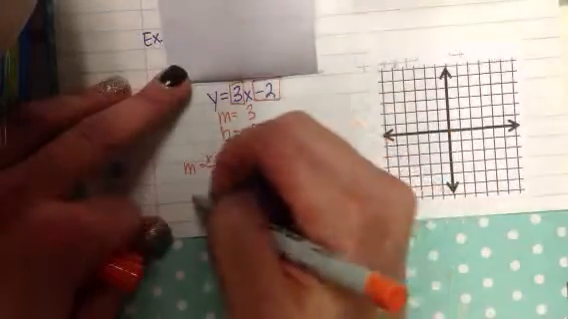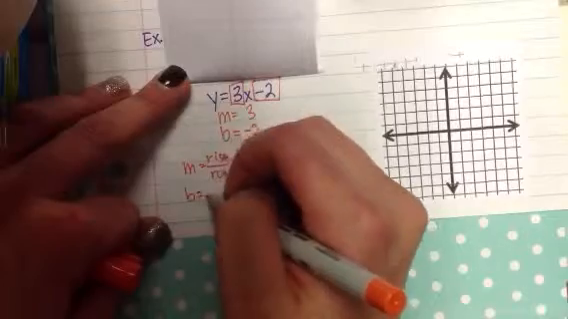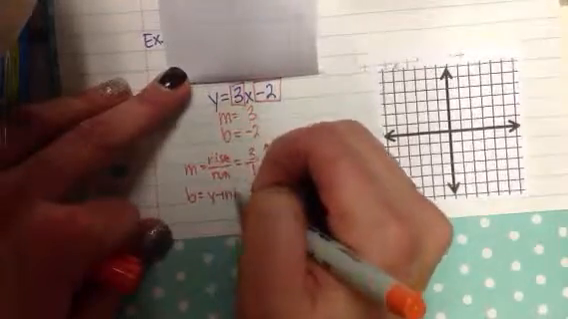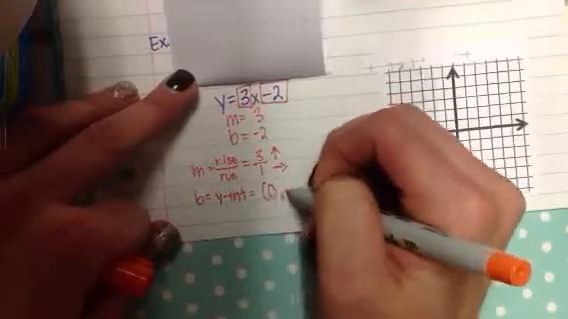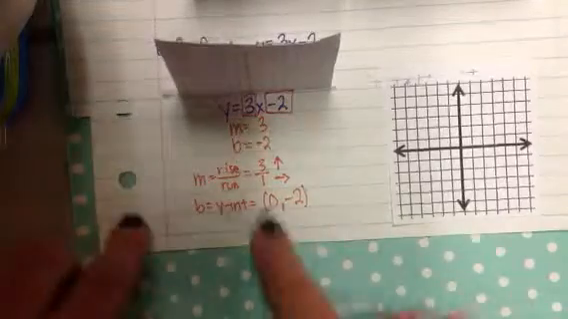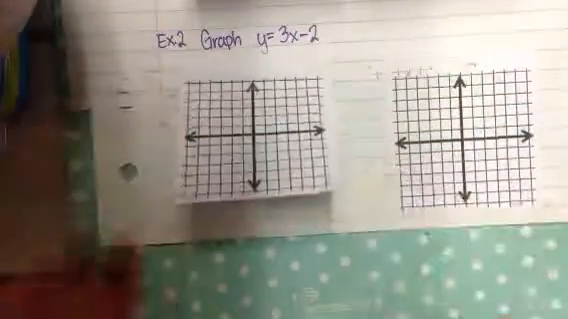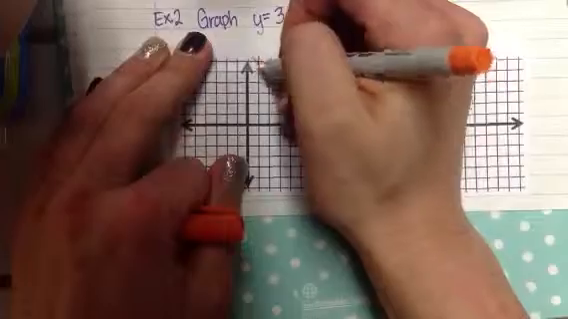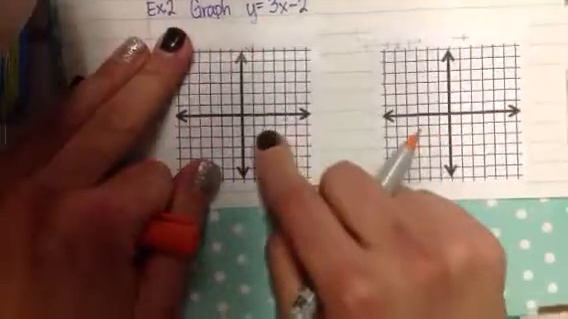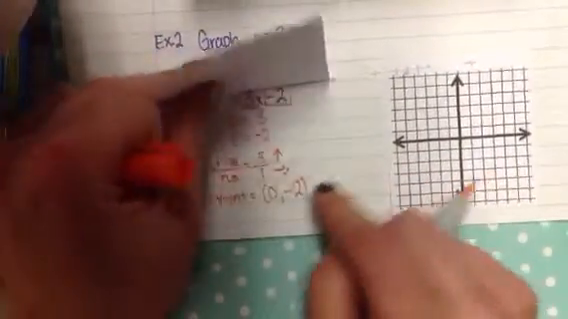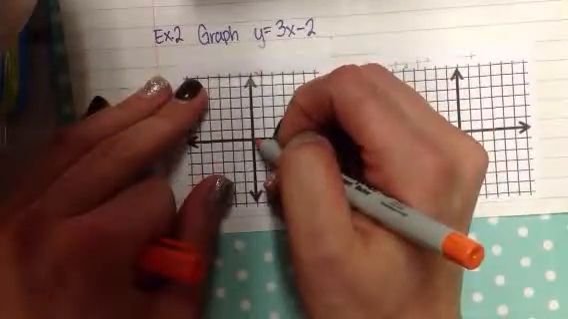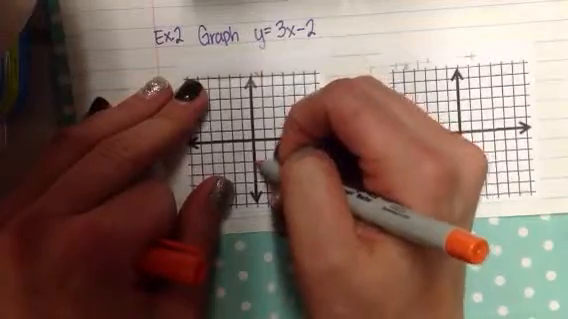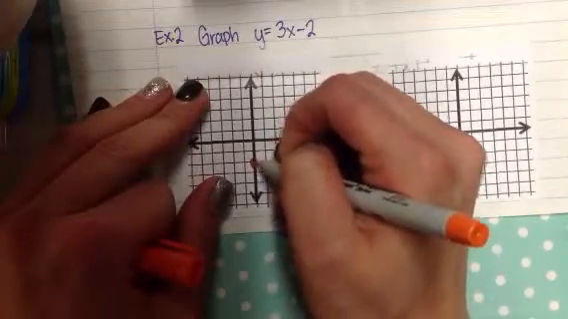And our y-intercept, which is b, remember b equals the y-intercept, is at negative 2, or the coordinate point 0, comma, negative 2. So step 3 is to plot the y-intercept. So I find my y-axis, and I have to find where negative 2 is on the y-axis. So there's 0, that's negative 1, there's negative 2.